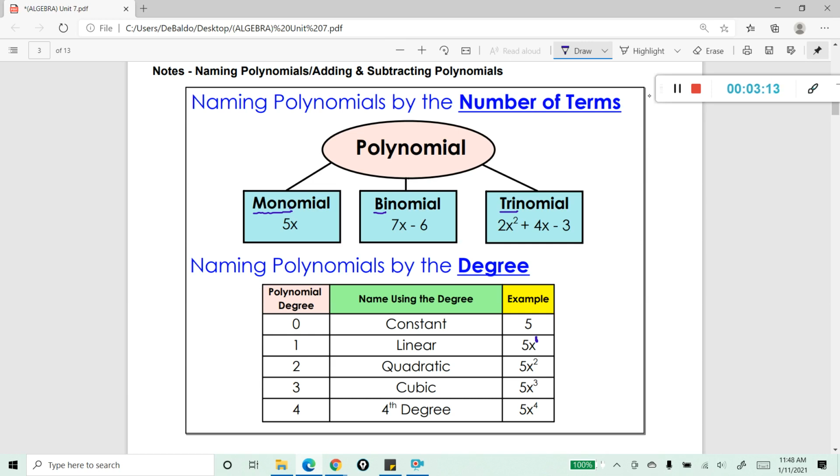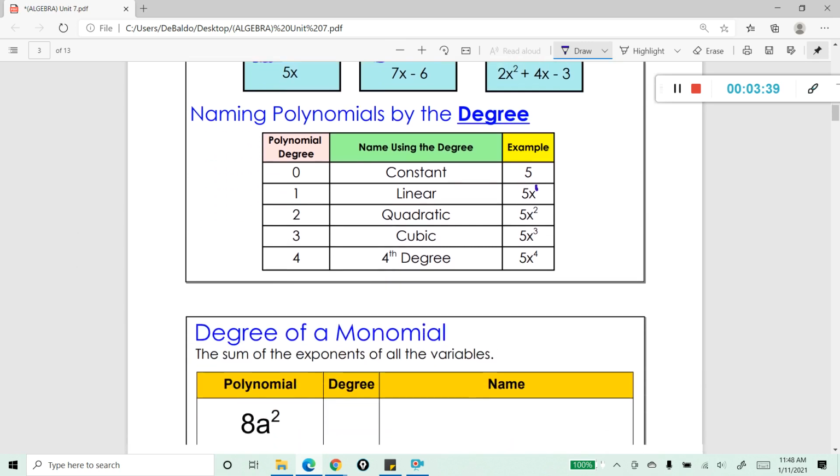And then moving forward, such as the degree of 4, we don't have a special name. We just call it 4th degree. An example would be 5x to the 4th. And we would continue that pattern on. For example, a polynomial of degree 5 would just be called a 5th degree polynomial. And you can move forward. So those are the degrees of a polynomial. And we're going to expand on this topic in a second.